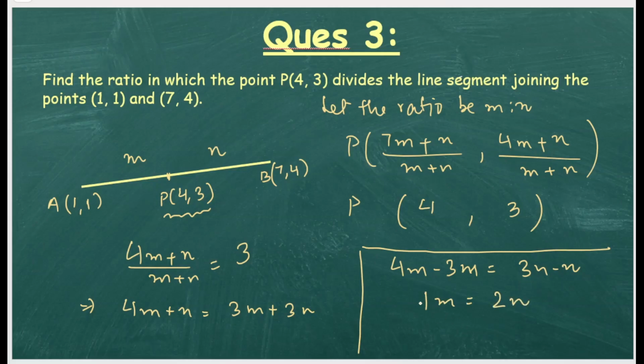So what do you think the ratio will be? 1m is equal to 2n. So the ratio of m over n is equal to 2 over 1. That means m is to n is equal to 2 is to 1. So this is the ratio in which the point P is dividing the line segment AB with the given coordinates.